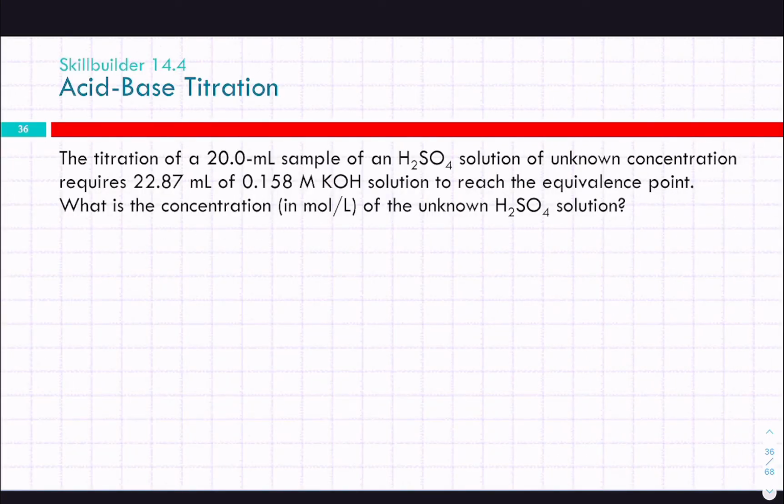Titration of a 20 mL sample of H2SO4 solution, this is going to be our unknown concentration, requires 22.87 milliliters of 0.158 molar potassium hydroxide solution to reach the equivalence point. What is the concentration in moles per liter of the unknown H2SO4 solution?